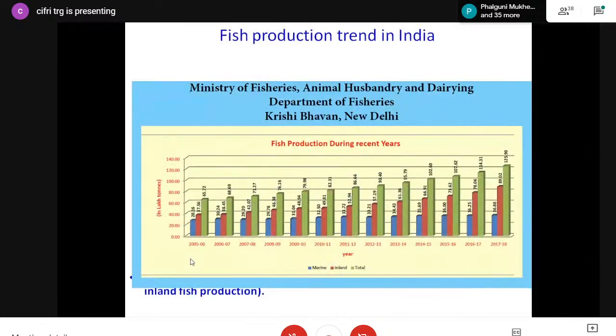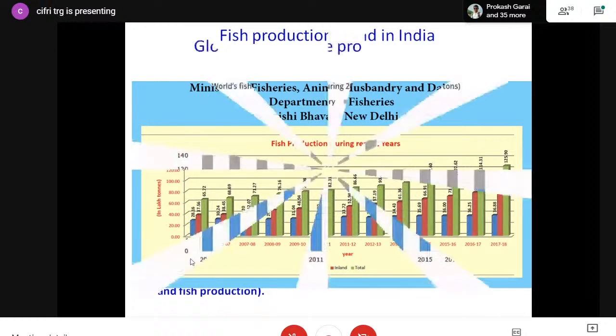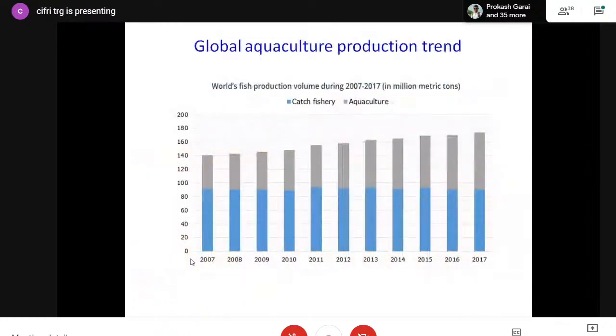Now, I will not talk about this, just to indicate how our country has progressed as far as fish production is concerned, from both the marine and inland sectors. In the inland sector, day by day, we are improving our yield picture. Globally, you can see that earlier it was a capture system. Now the culture and capture are almost becoming equal. So, as the days progress, our aquaculture system is progressing.